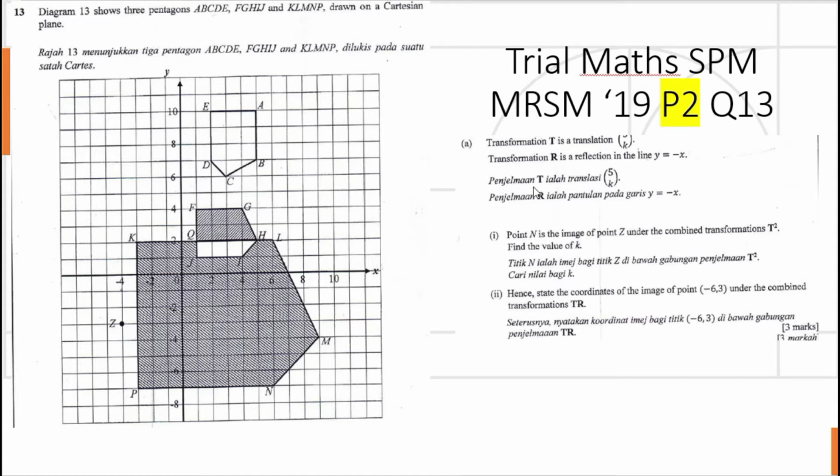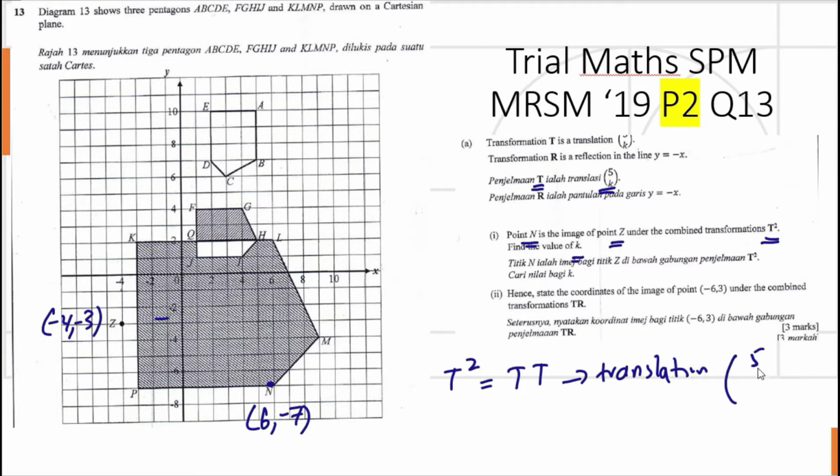So transformation T is translation of 5 over K, and point N is the image of point Z under combined transformation T squared. So this is N. The coordinates of N, you see here, this one is 6 and negative 7, and Z, you see here, is negative 4 and negative 3. So you see here, when they say T squared is equal to T, it undergoes translation of 5 over K 2 times.